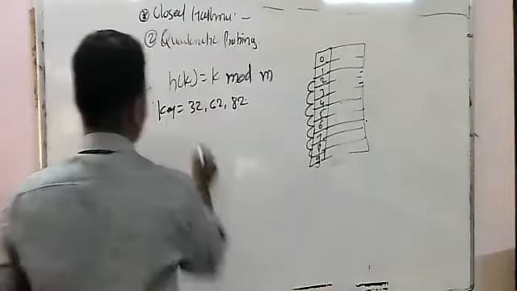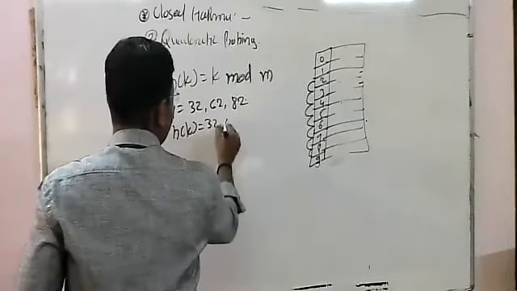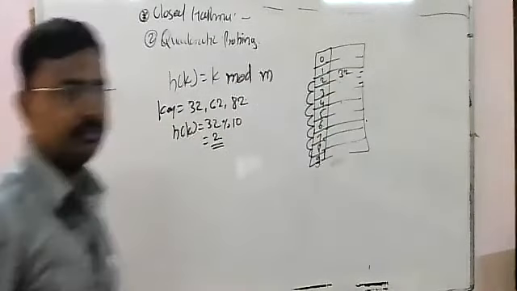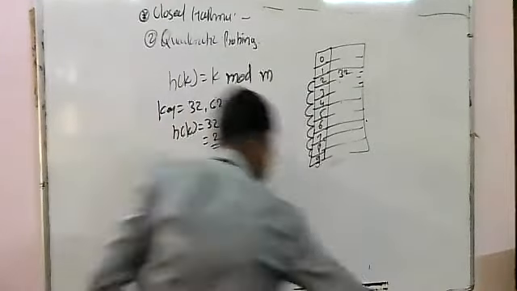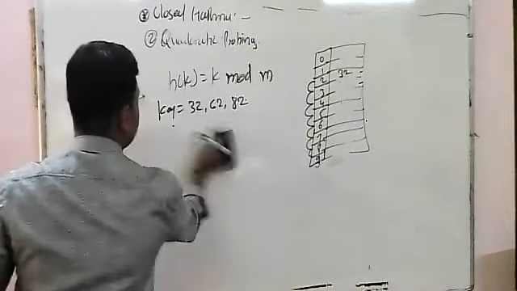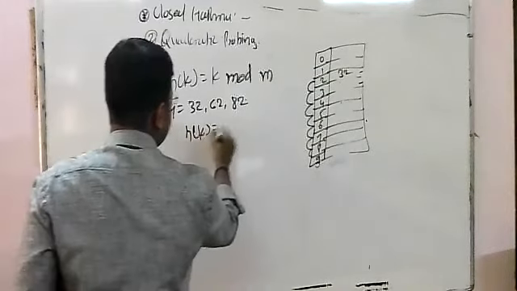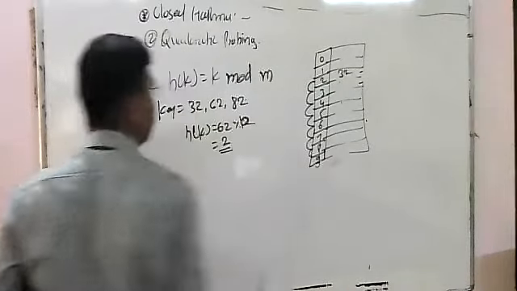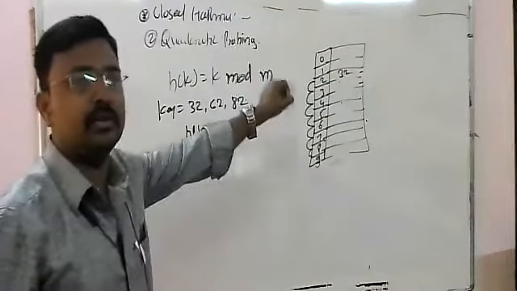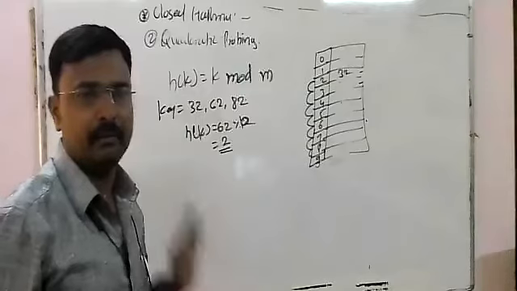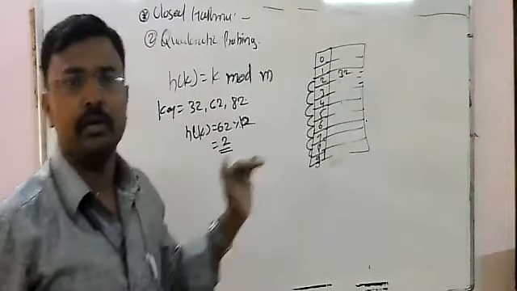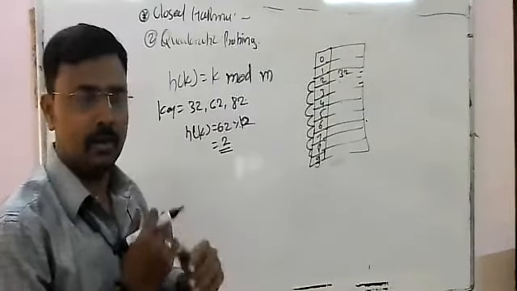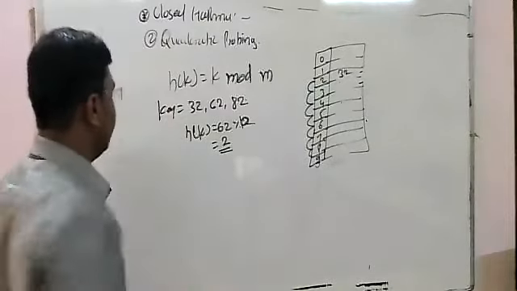For 32, we calculate h of k: 32 mod 10 is equal to 2, means 32 is stored at index 2. Now for 62, we calculate the index: h of k is equal to 62 mod 10, which is equal to 2. For index 2 you can store only one element, means here collision occurs. Now what are we going to do? Here we are going to change our index by using quadratic probing. And how to do this?